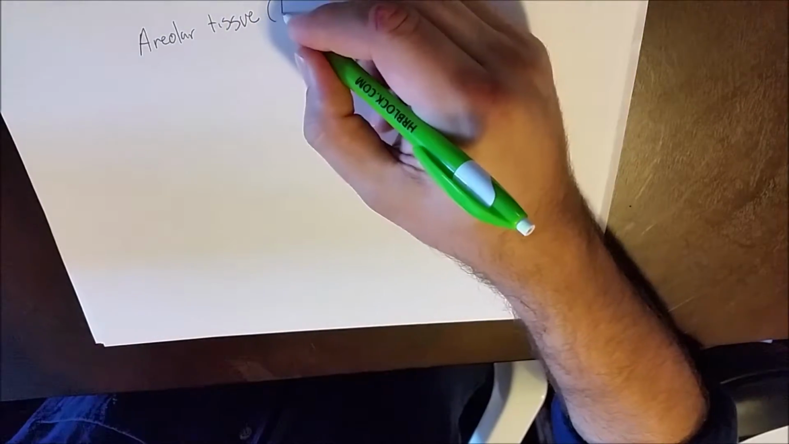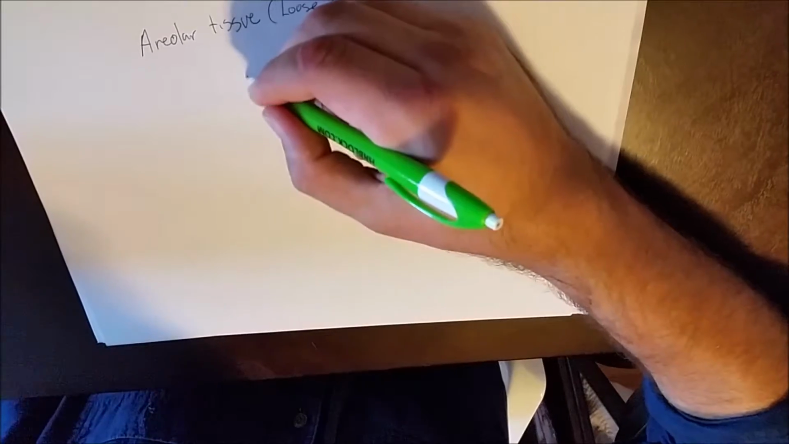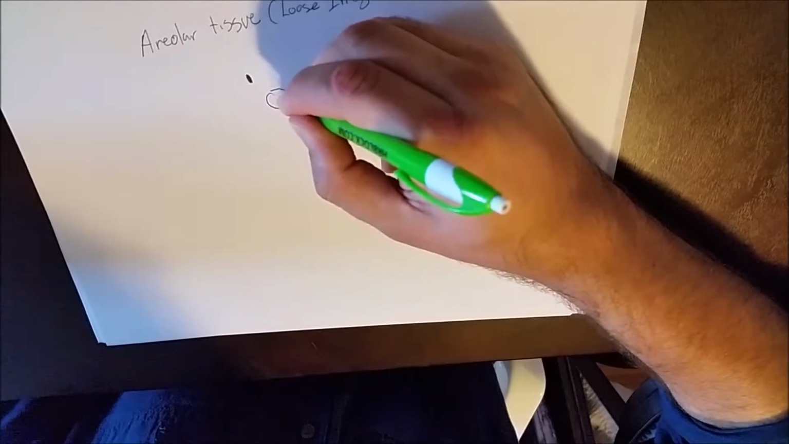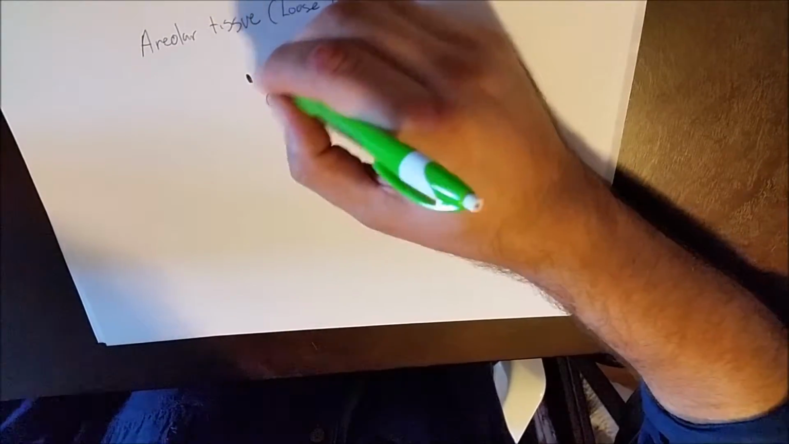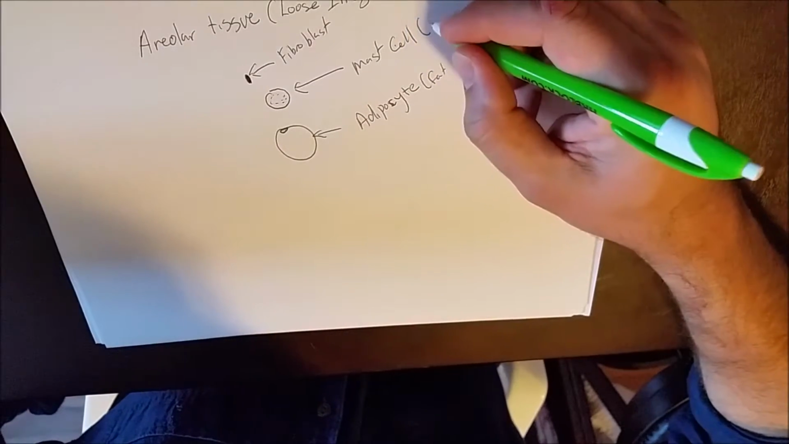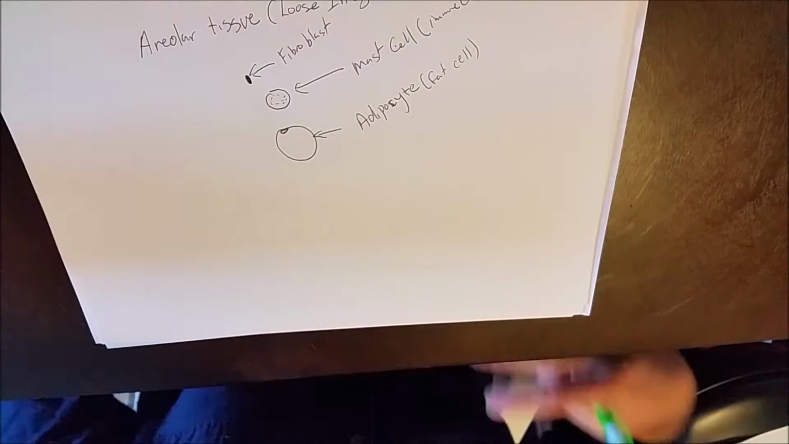It's also known as loose, irregular connective tissue. You have cells called fibroblasts, and you'll see the nucleus. Then you'll see a big cell with a fuzzy appearance, which is called a mast cell. And then a lot of times you will have a big fat cell called an adipocyte. So an adipocyte is a fat cell. A mast cell is an immune cell with granules, has heparin and histamine, which cause swelling.